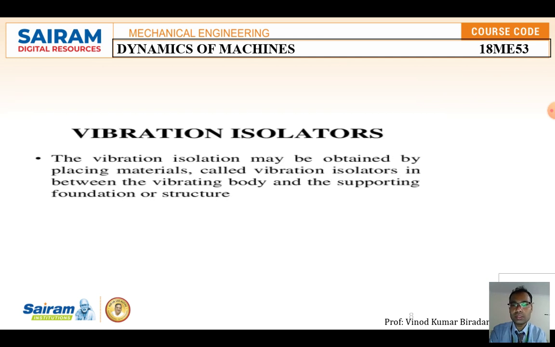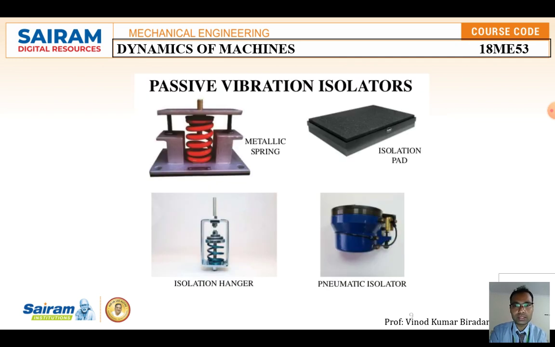So vibration isolation may be obtained by placing a material called a vibration isolator. These are materials or components that are going to be fixed on that machine component, between the vibrating body and the supporting foundation of the structure. Where we would normally fix with a nut and bolt, in place of that we are going to use this isolation material, the elastomers, fixed in between the supporting body and the foundation of the structure.